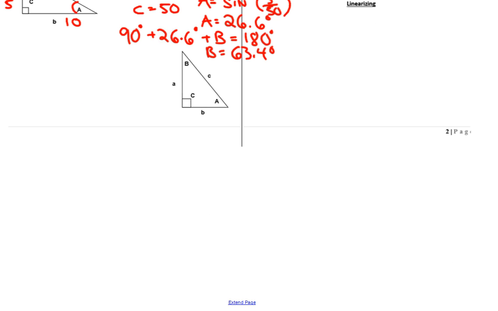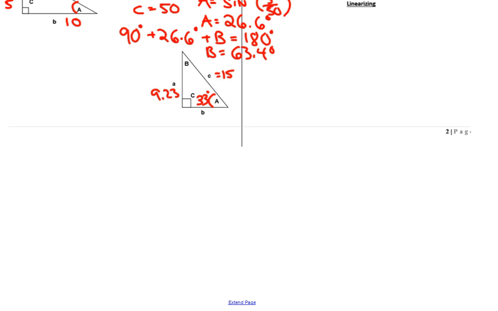The next example here, we have a triangle, and let's suppose that we know C to be 15, A to be 33, and we want to find side A. Oh, sorry, and we know side A is 9.23. Let's say we want to find side B and angle B.